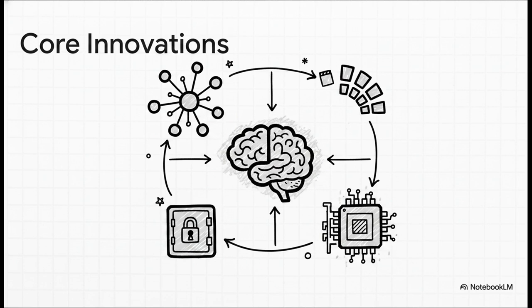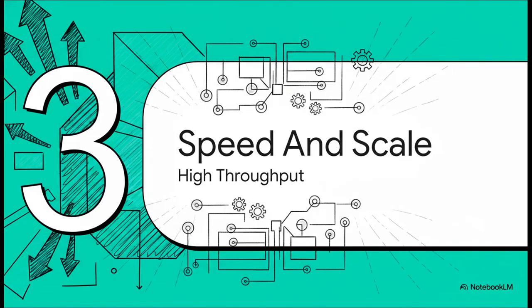And the absolute best part, it's under the Open MDW 1.1 license, meaning enterprise data sovereignty is fully supported. Let's hit Section 3. Built for speed and scale, high throughput, lower cost.